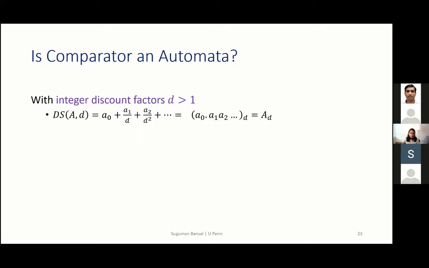So let's start with a simple case of when the discount factor is an integer, right? So the first intuition we have is that the discounted sum of a sequence can really be thought of as a number in a given base D. So if my sequence capital A is the sequence A0, A1, A2, and so on, the number the discounted sum generates is the number A0, decimal point, A1, A2, A3, and so on. So given this, the question of comparison becomes to compare the value of two numbers in the number system with base D.